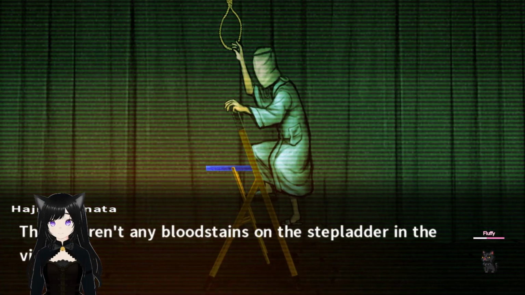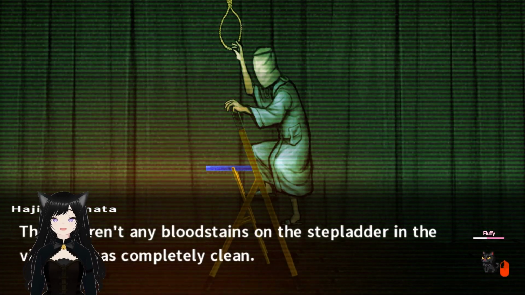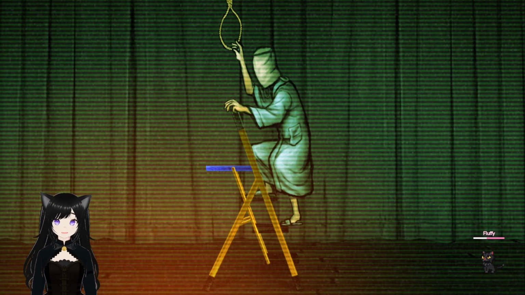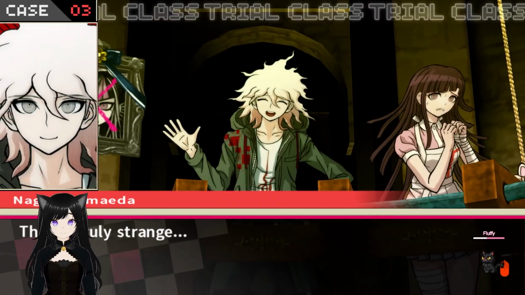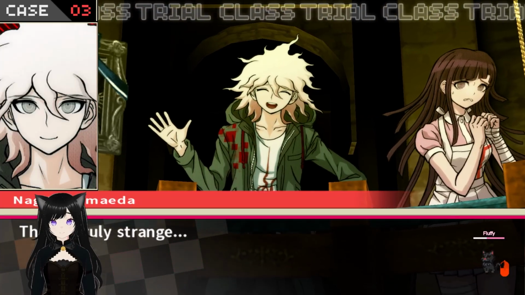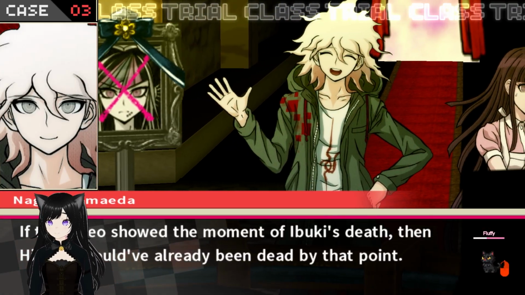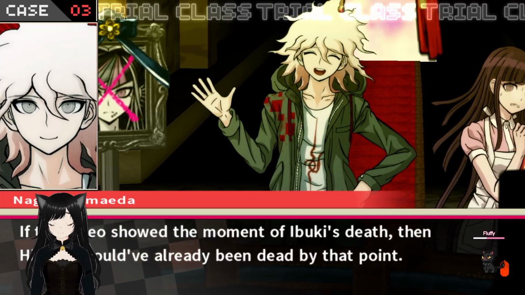There weren't any bloodstains on the stepladder in the video. Oh, it was okay, completely clean. I didn't know we would be able to see that level of detail from here. That is truly strange. If the video showed the moment of Ibuki's death, then Hiyoko should have already been dead by that point.